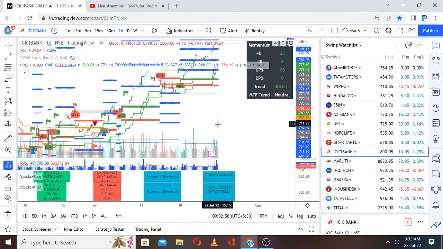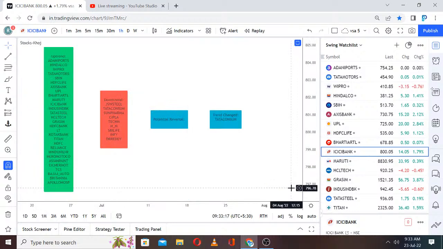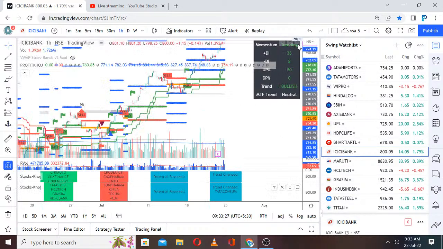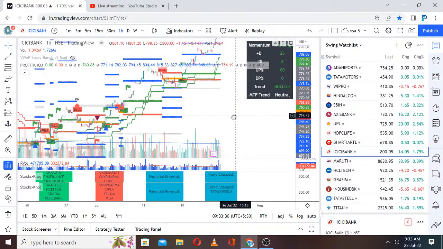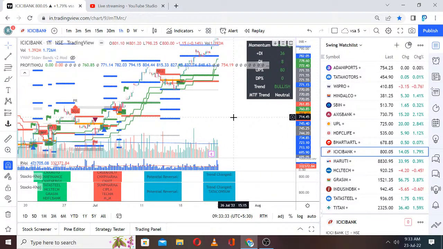So how to use this indicator for swing trading? First of all, for swing trading, trend is very important. You should always try to trade in the direction of the trend. Counter trend swing trades are a bit risky. So what I suggest is use the stock flow indicator, check out the stocks that are in an uptrend, and make a watch list like this. Then you can filter out the stocks manually.